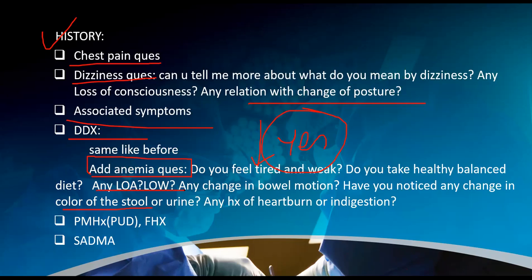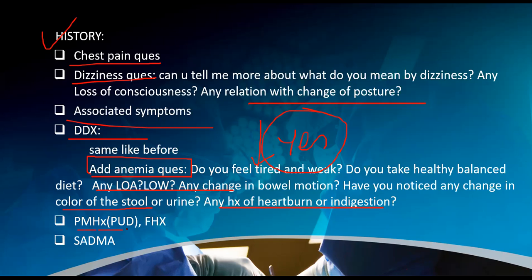Any loss of weight, loss of appetite, because most of the time with anemia in an elderly patient, like iron deficiency anemia, we should think about any cancer, mainly cancer of the colon. So loss of weight, loss of appetite, change in bowel motion, and change in color of the stool are important. Any history of heartburn or indigestion, that means sometimes peptic ulcer disease can cause anemia.